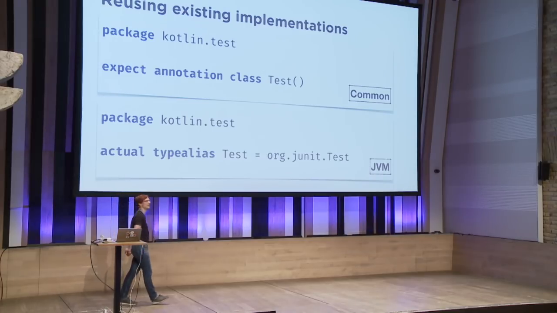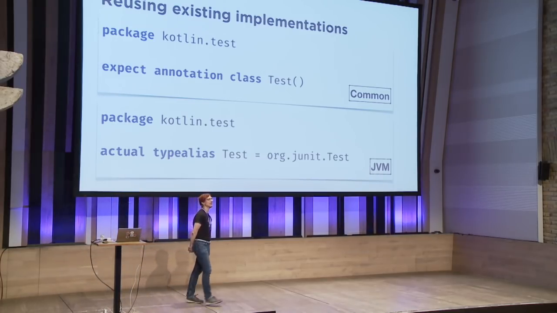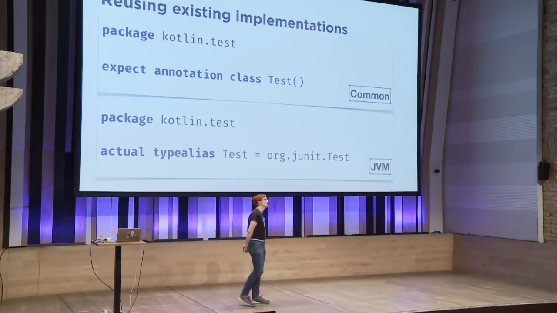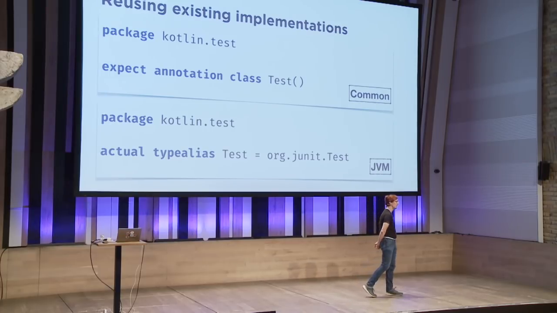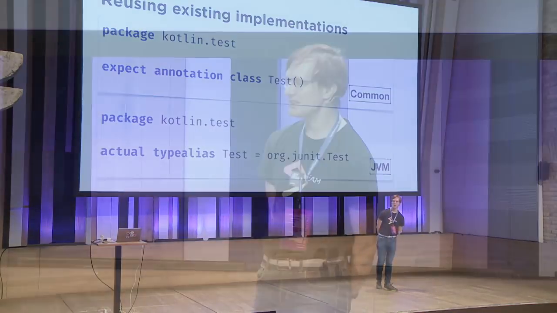And one other thing that this mechanism enables is that it provides us with an easy way to reuse existing implementations as actual implementations. So for example, the Kotlin.test library has an annotation that is used to mark the test classes. And we have made this an expect annotation. And on the JVM, we say that actually this annotation is just the org.junit.Test annotation. So we say literally that the Kotlin.test annotation is a type alias to the existing org.junit.Test class.